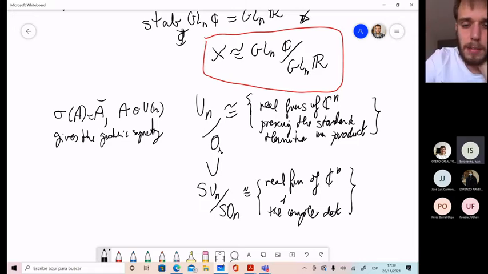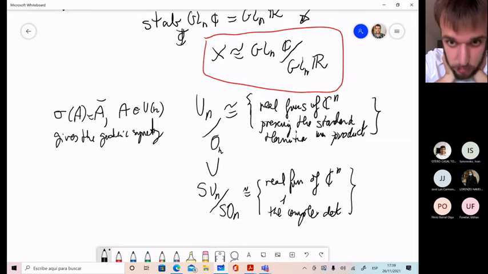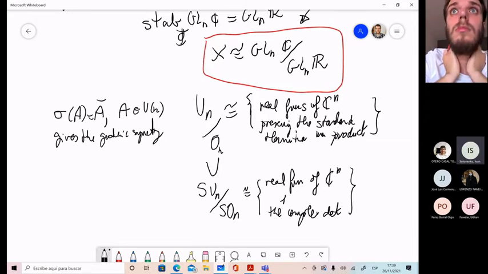Sorry, doesn't the fact that they preserve the standard Hermitian inner product basically mean that these real forms lie in U(n), which they can't because they're not C-linear? Shouldn't it be preserving the standard Euclidean product?